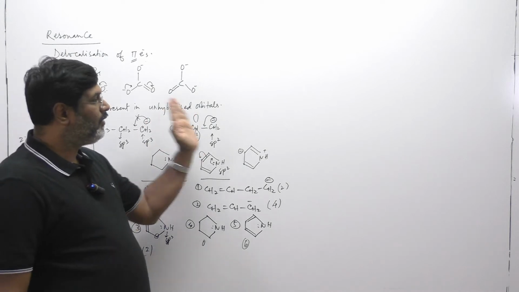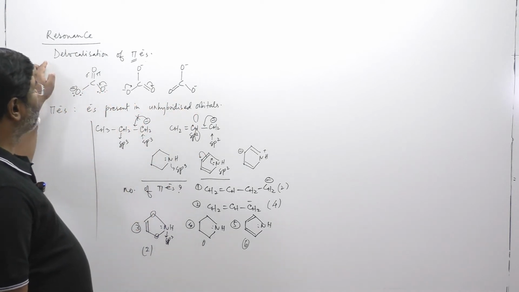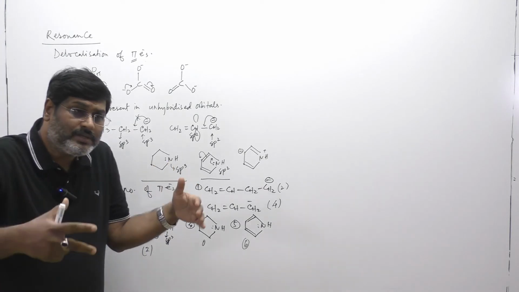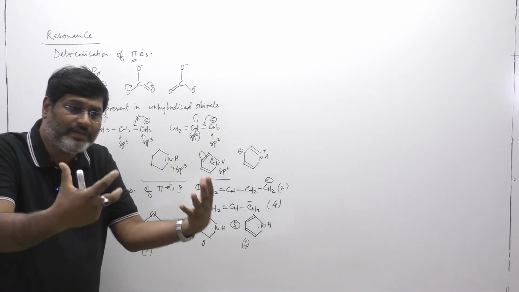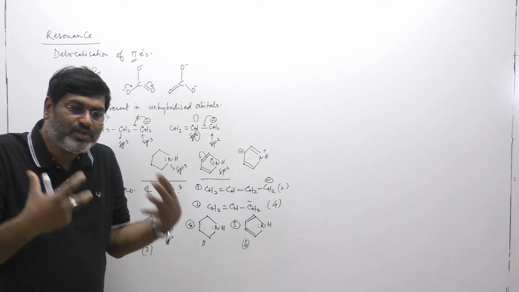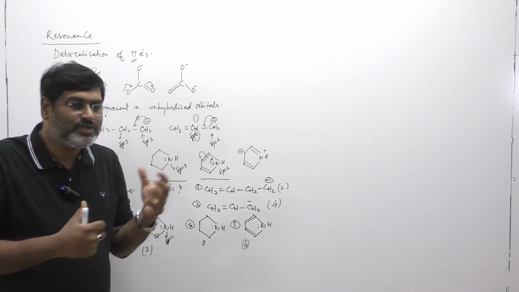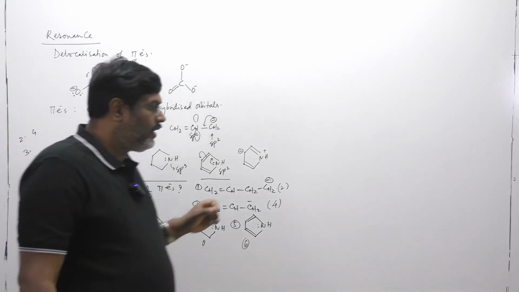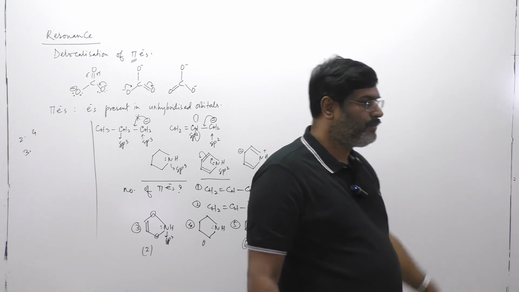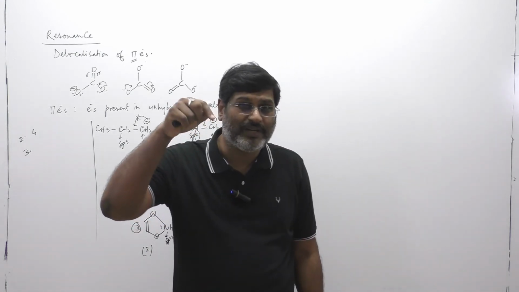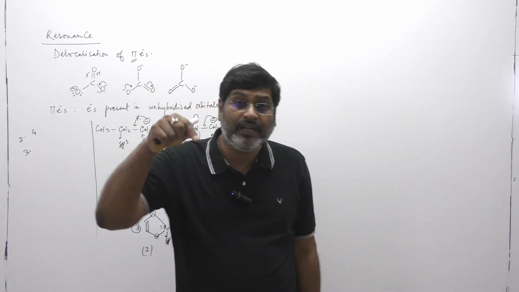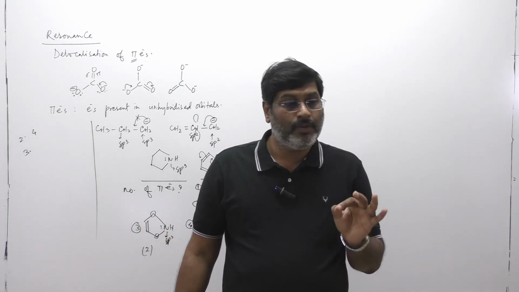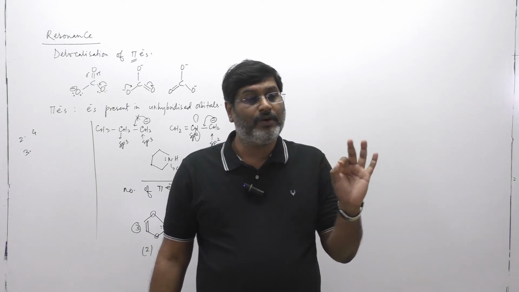So now you will be very clear with this definition, delocalization of pi electrons, and why we say resonance is the phenomenon to express the various electronic structures for the same molecule. Because in resonance, again I come to this point, again and again I am telling you this, and you focus on this, that they are different electronic arrangements.